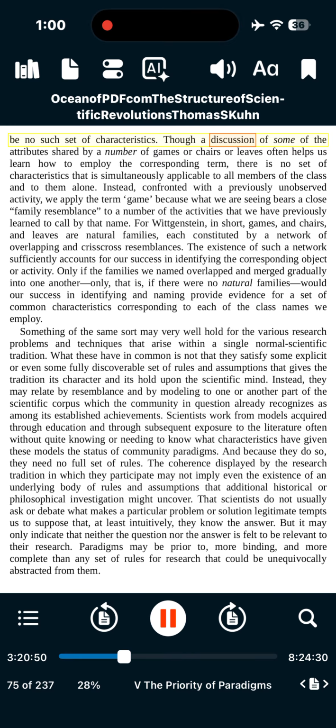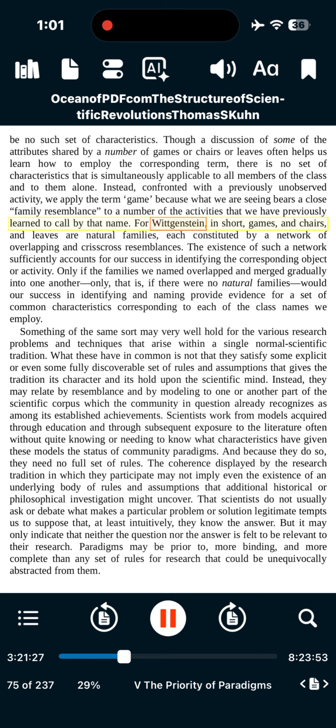Though a discussion of some of the attributes shared by a number of games or chairs or leaves often helps us learn how to employ the corresponding term, there is no set of characteristics that is simultaneously applicable to all members of the class and to them alone. Instead, confronted with a previously unobserved activity, we apply the term game because what we are seeing bears a close family resemblance to a number of the activities that we have previously learned to call by that name.